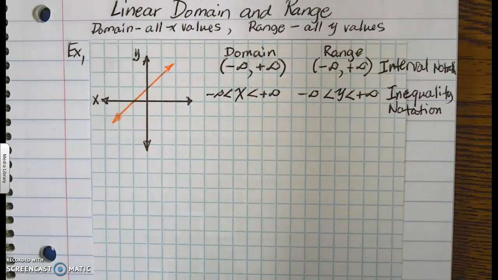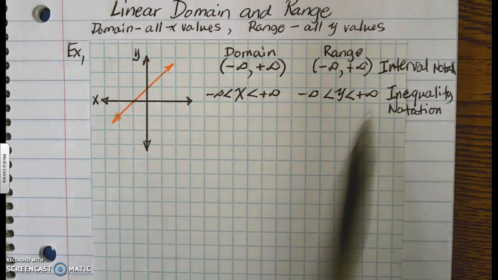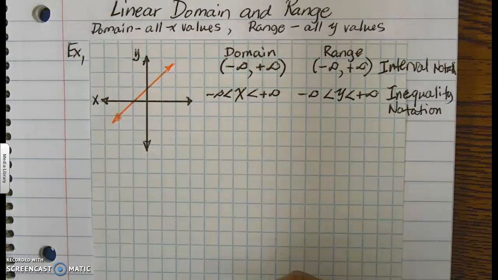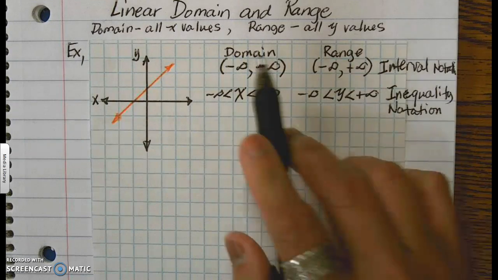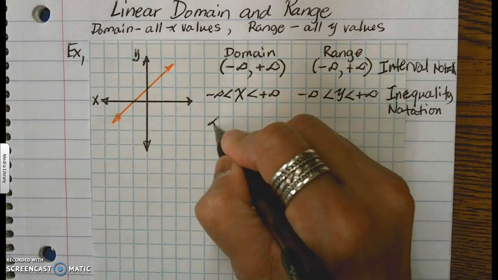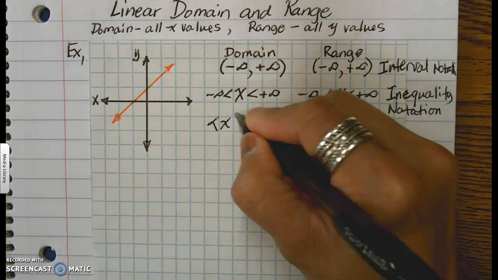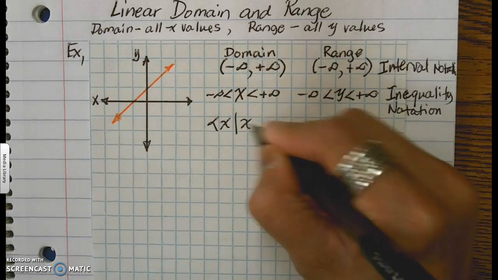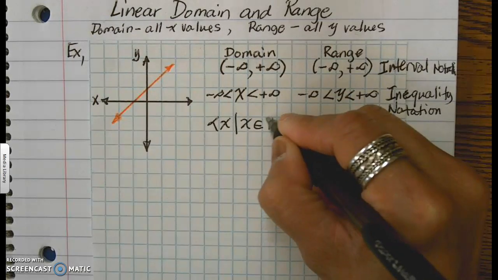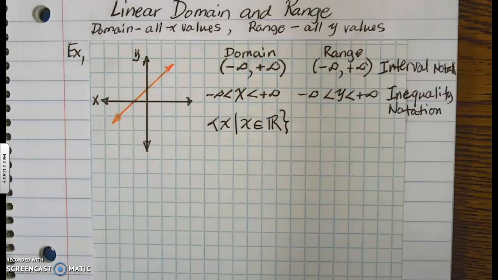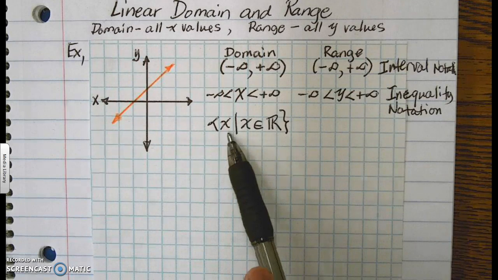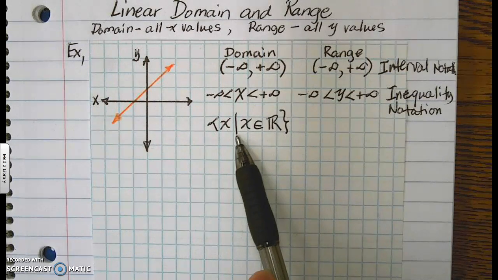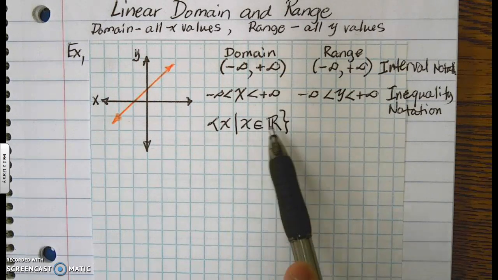Okay, the next type of notation is called the set builder notation, and I'm going to build this up as we go along. So how will you do this in set builder notation? Well, set builder notation is going to look like this. The domain are all the x values such that x is an element of the set of all real numbers. Okay, so I know that's intense, so let's read this again. Your domain are all the x's such that x is an element of all real numbers.